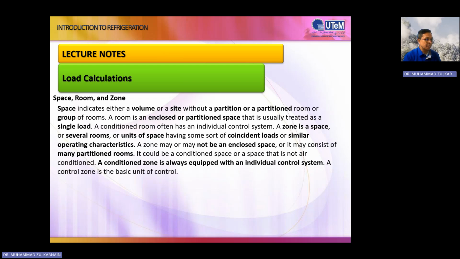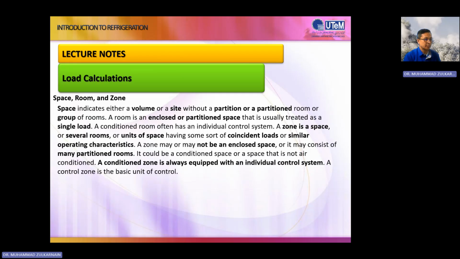Space indicates either a volume or a site with a partition, or a partitioned room or group of rooms. A room is an enclosed or partitioned space that is usually treated as a single load. As we know, a space may contain several zones, so we need to serve the condition depending on the zone treatment. The space is bigger compared to the room.